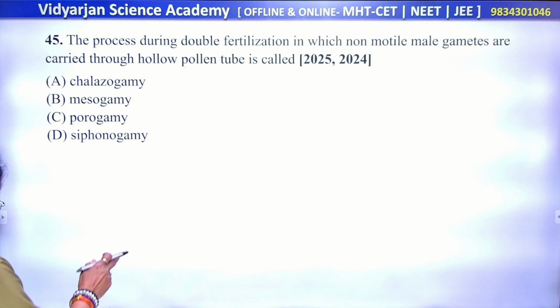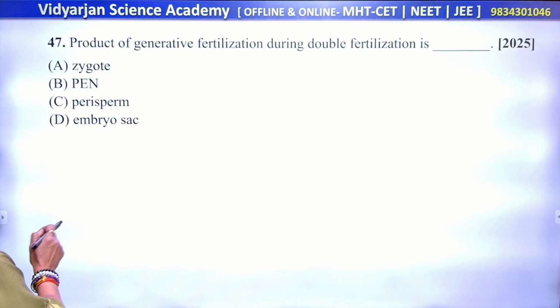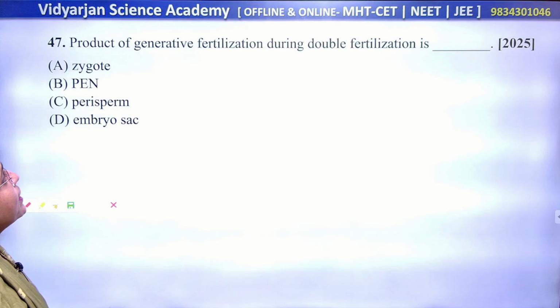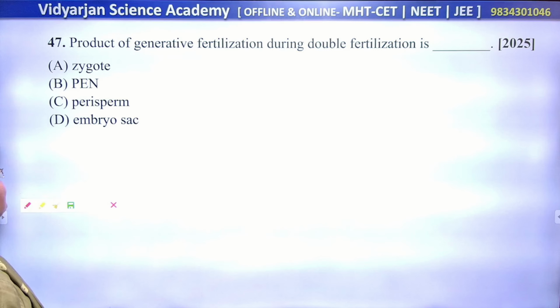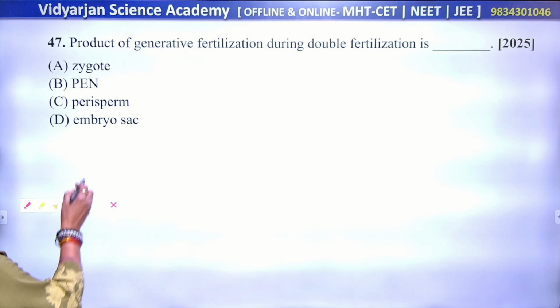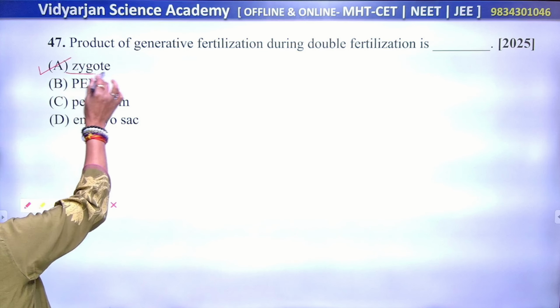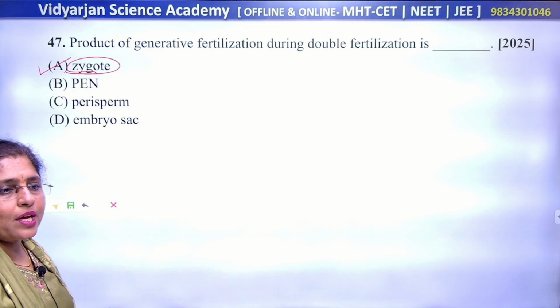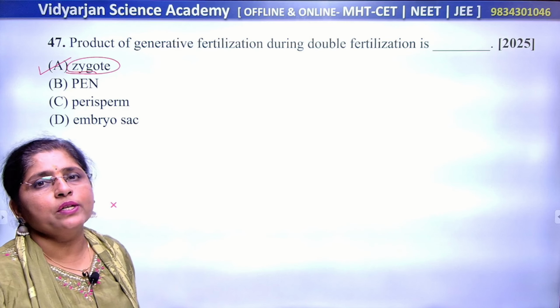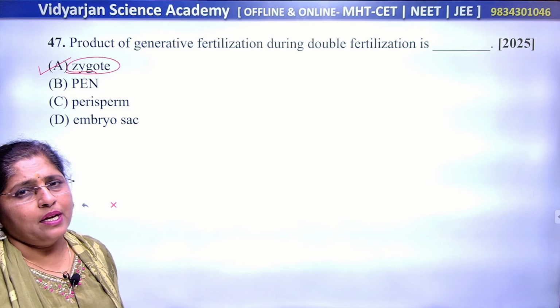Next, question number 47. Product of generative fertilization during double fertilization is dash. Let us see what the options are. Zygote, PEN, primary endospermic nucleus, perisperm, and embryo sac. So your answer here is very clear. It's nothing but zygote. After the process of fertilization, there will be formation of zygote. Remember this. It's very easy.